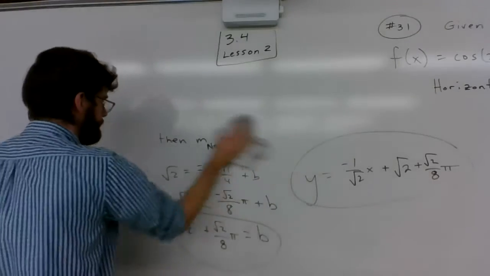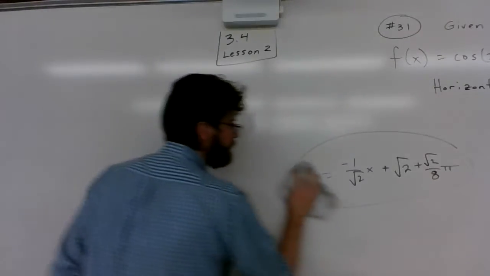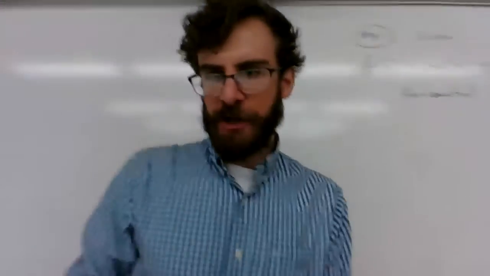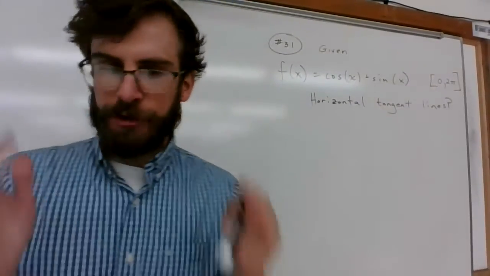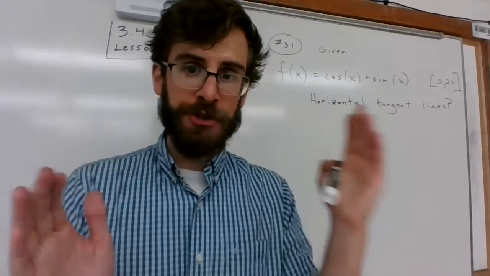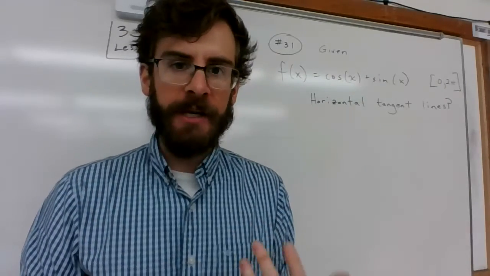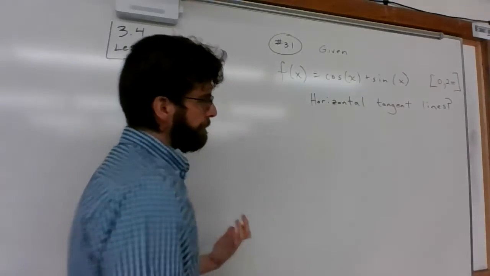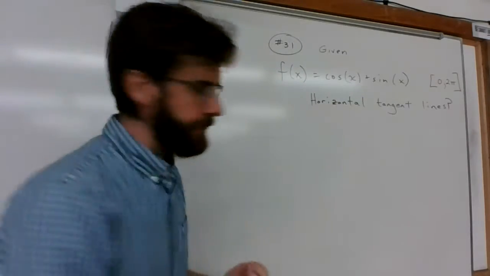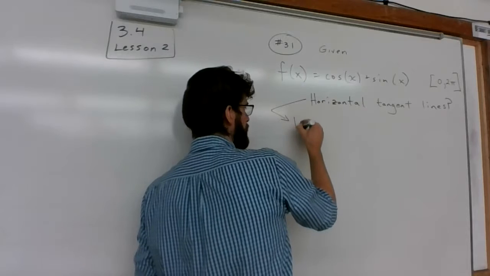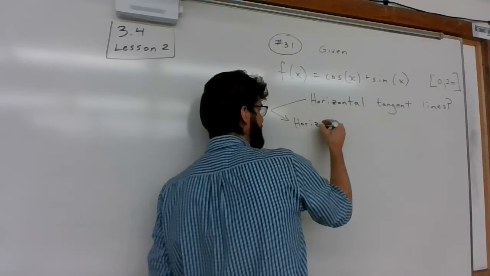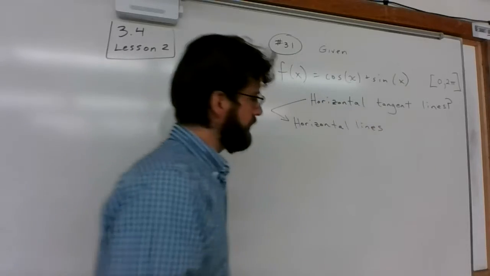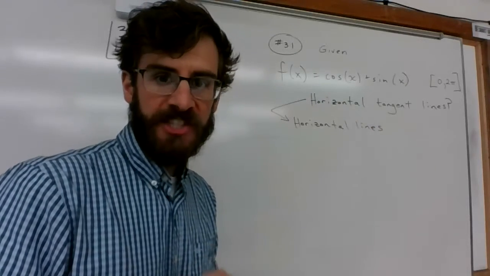Check out 31 now. They give you a graph of a trig function in which they've restricted the domain to just 0 to 2 pi. And they're asking you how many horizontal tangent lines are there. So first of all, the way we think about this is horizontal lines have 0 slope.